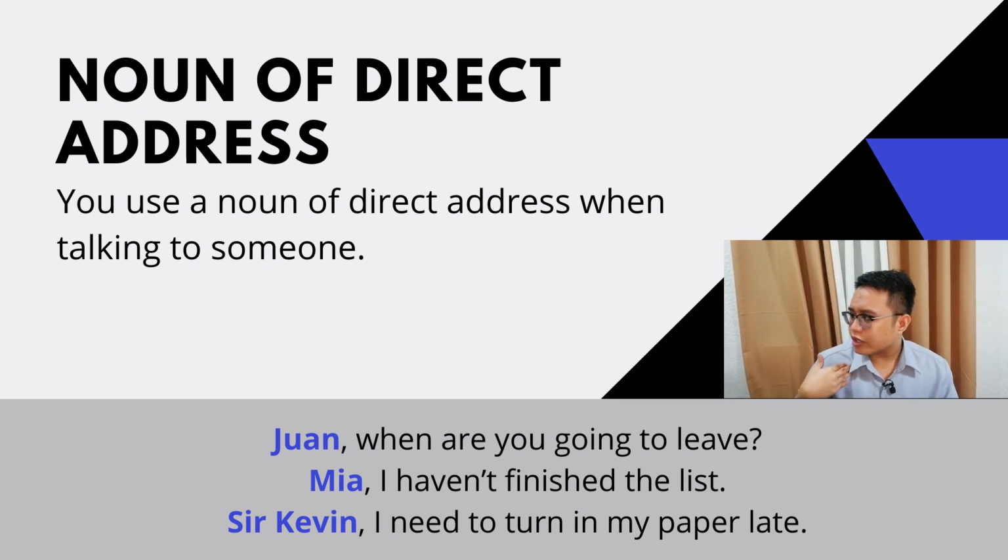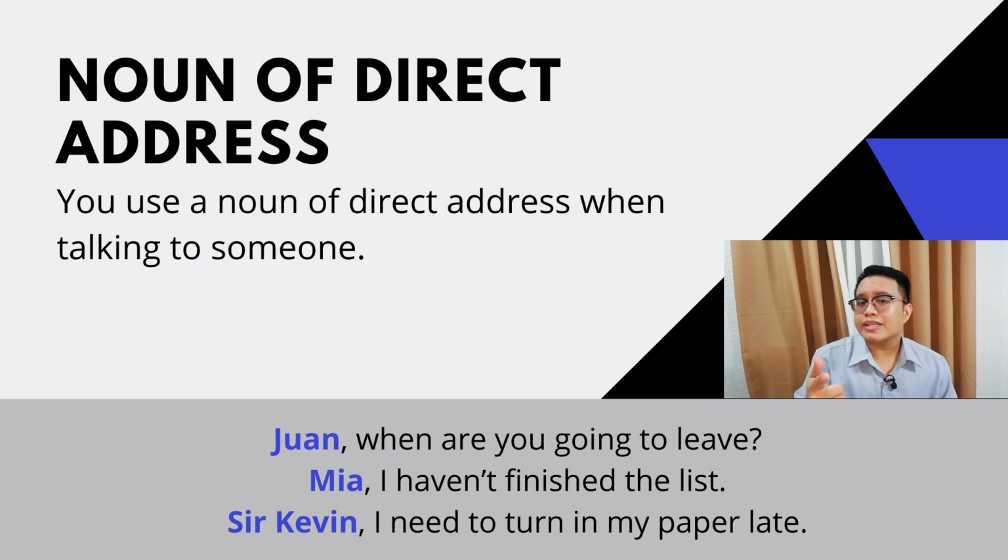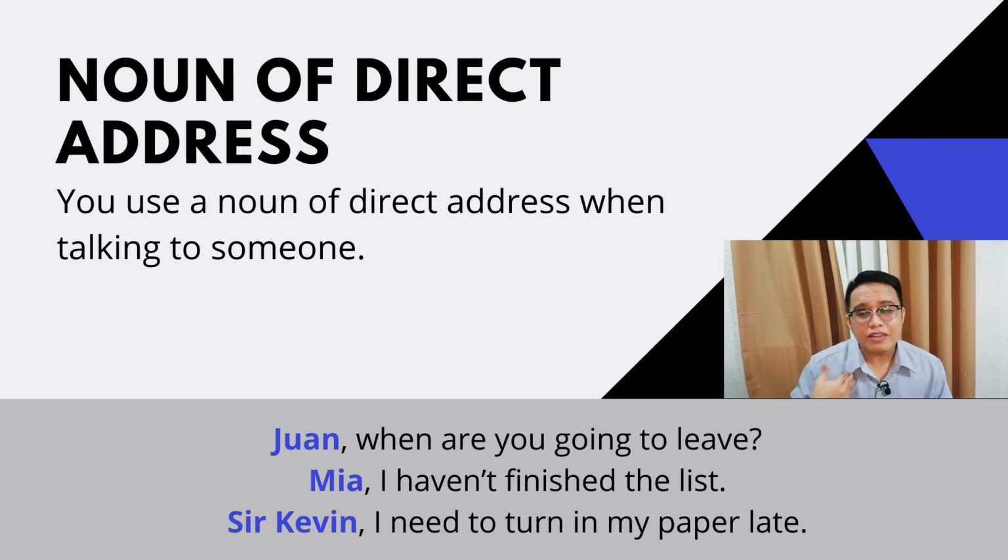So I'm talking to Mia and I'm telling Mia, I haven't finished the list. So Mia is not the subject. I am, because I am the one who has not finished the list yet. But I called Mia. And Mia there is the noun of direct address. And lastly, in our example, Sir Kevin, I need to turn in my paper late. Okay? So Sir Kevin there becomes the direct address.